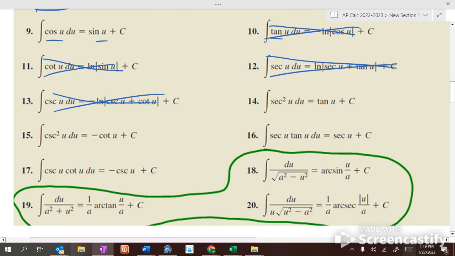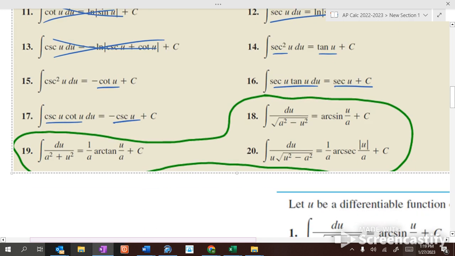Now, these are fair game because the first derivative of tangent is secant squared, so the integral of secant squared is tangent. That's fair game. Same with cotangent: the derivative of cotangent is negative cosecant squared, so the integral of cosecant squared is negative cotangent of u. And the same with secant is secant tangent, and cosecant is cosecant cotangent.